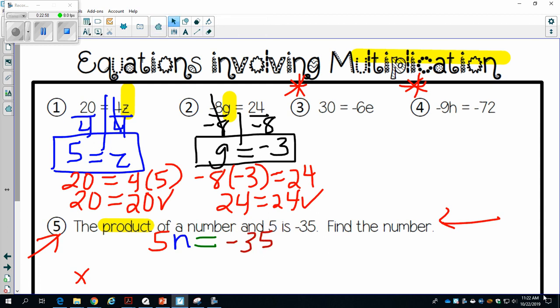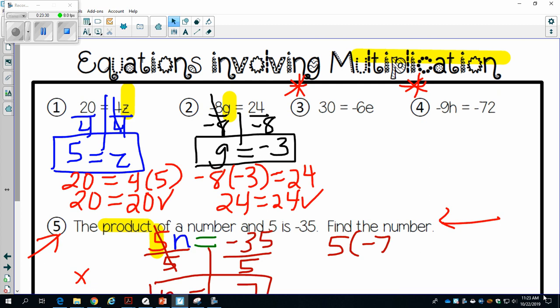Okay, and so now to solve this equation, I'm going to draw my line down the center. I'm going to undo my multiplication. So I'm going to undo multiplying by 5 by dividing both sides by 5. And then n is equal to -7, because -35 divided by 5 is -7. I'm going to take my original equation, 5 times n, which we found to be -7, is equal to -35, and 5 times -7 is -35, and we see that it checks.